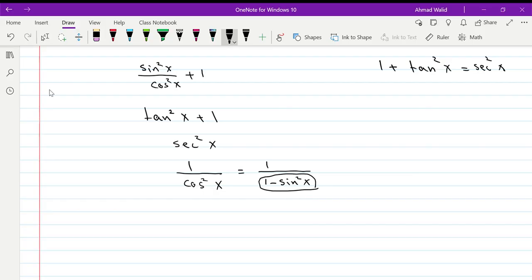Okay, what is 1 minus sine squared x? 1 minus sine squared x is cosine squared x. Then you see your left side is 1 over cosine squared x. Also, this side becomes 1 over cosine squared x, right? Because 1 minus sine squared is cosine squared. Then you can say the given equation is an identity. Correct?